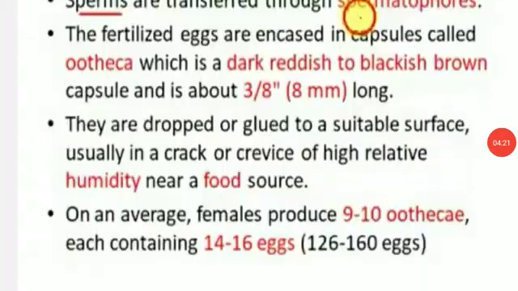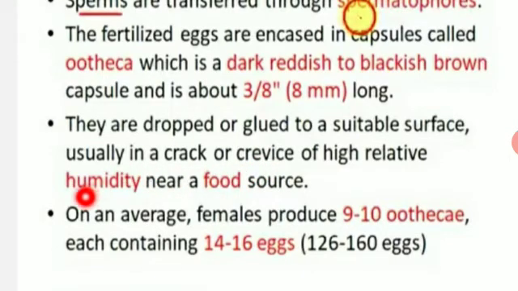After fertilization, the eggs are encased in capsules called ootheca, which is a dark reddish-brown capsule about 3 by 8 mm long. They are dropped or glued to a suitable surface, usually in cracks and crevices, near a food source with high relative humidity.